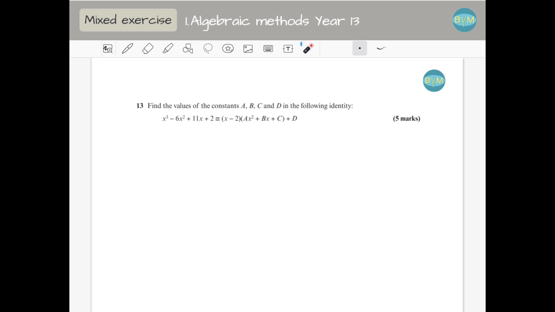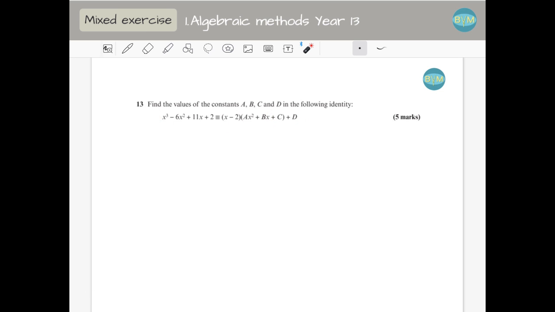Hello, this is question 13 on your mixed exercise 1 from year 13, and you have to find the values of constants A, B, C, and D in this identity. So you have a cubic here, which is going to be equal to a linear factor multiplied by this quadratic plus a constant. You could potentially expand these brackets, simplify a bit, and then compare each of the coefficients.